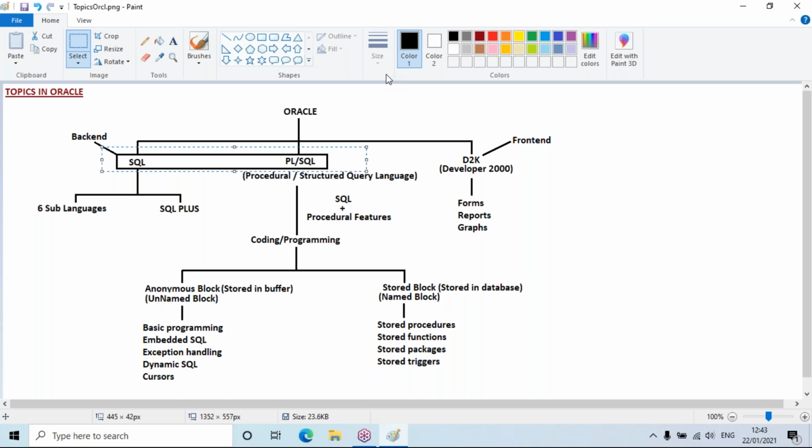So obviously anonymous block programs have limitations and drawbacks. The best way to manage is always to go with what? Stored block program. That's it.